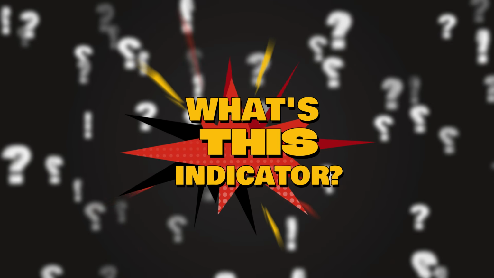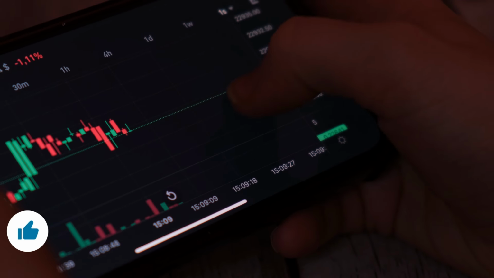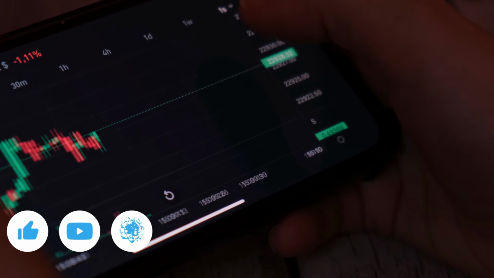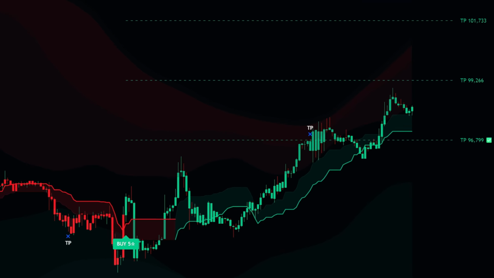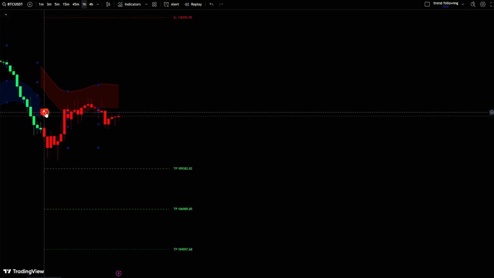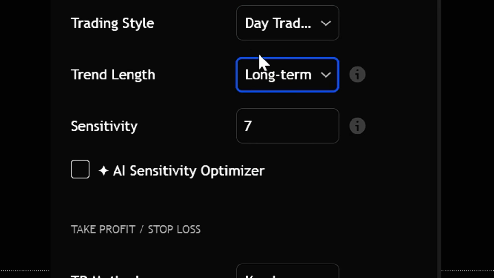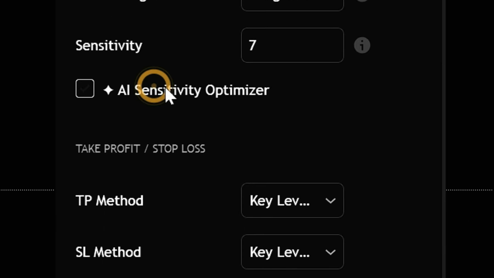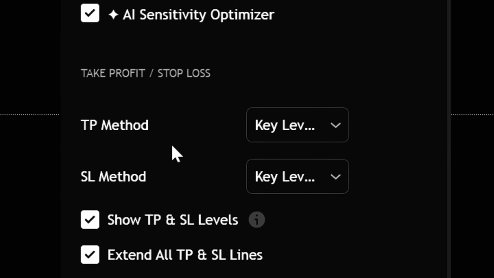So, what's this indicator? It's called the Flux Charts SFX Algo Indicator. I'll show you exactly how to get it on your chart in just a minute, but first, let's go over the exact settings so you can make it work perfectly. In the indicator options, set your trading style to day trading, then trend length to long term, and don't touch the sensitivity unless you want the AI to handle it for you. That's a really cool feature called AI sensitivity that automatically picks the best value, so make sure that's enabled. That's basically it for the setup. Super fast and ready to go.